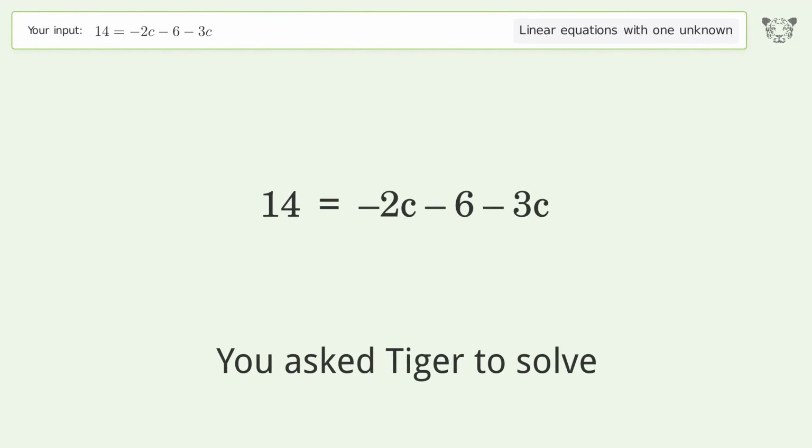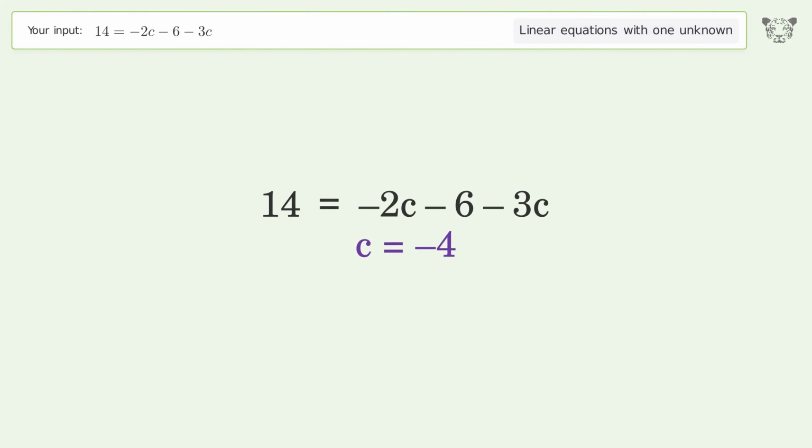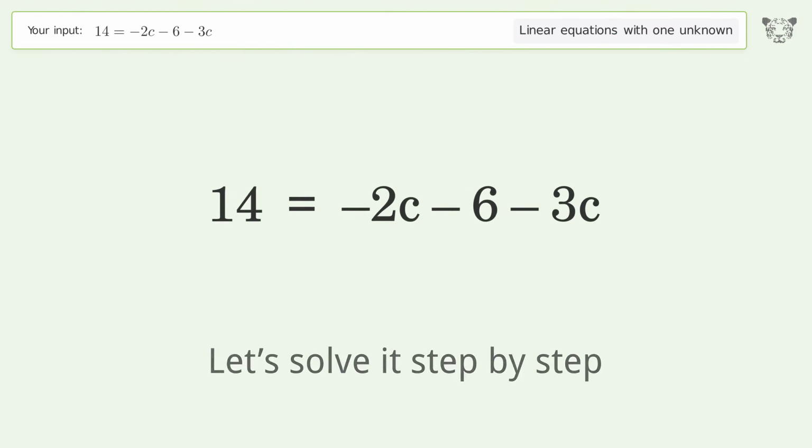You ask Tiger to solve this. This deals with linear equations with one unknown. The final result is c equals -4. Let's solve it step by step.